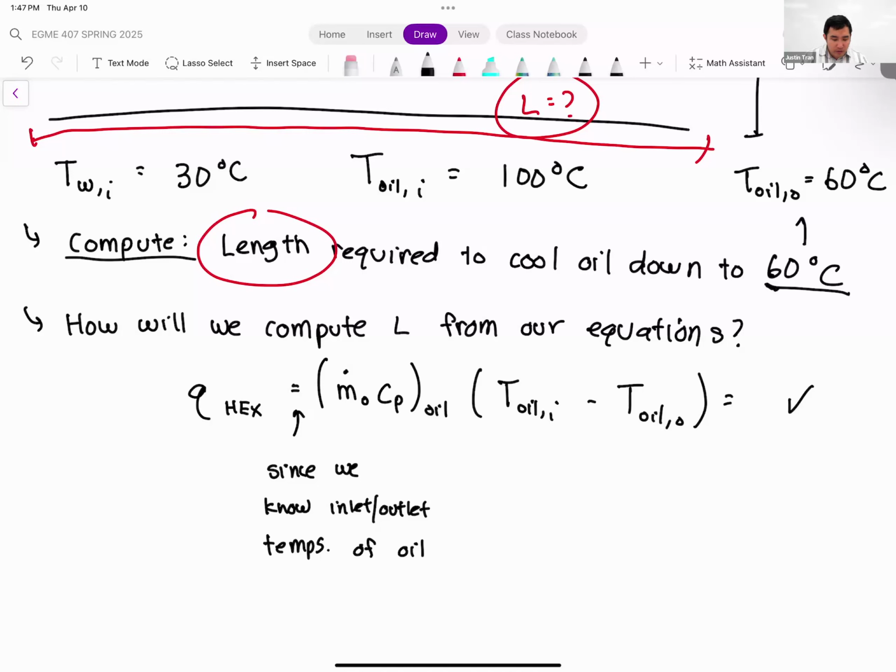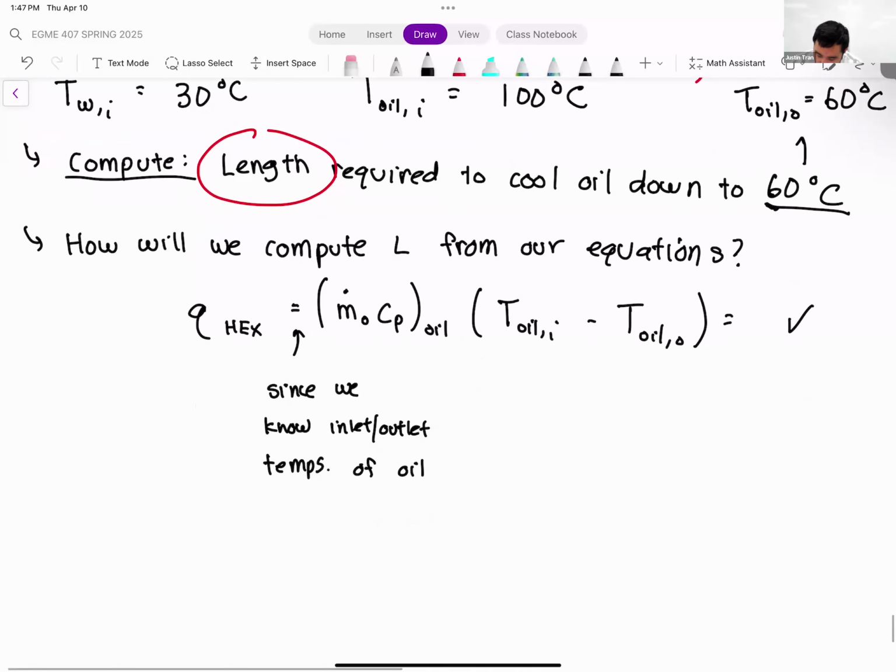But nowhere in this equation can we compute the length, right? So length does not even show up in this equation, but we are going to use this equation at some point. So we can compute this, but length does not show up. So our main design variable is missing from this equation, even though we can compute this equation.